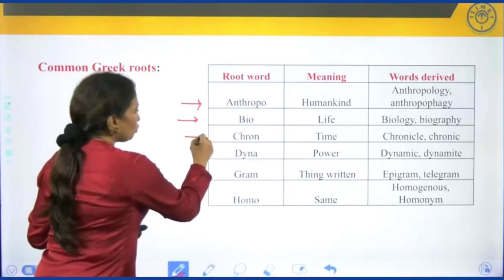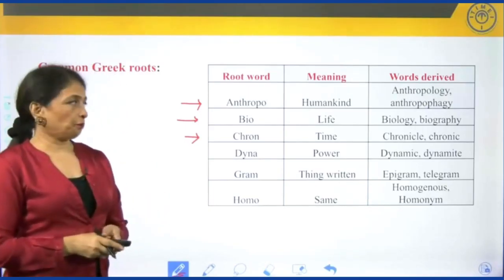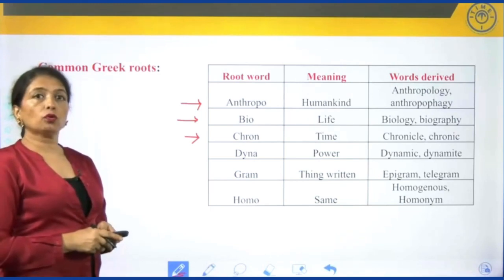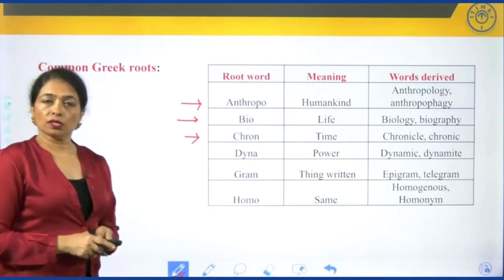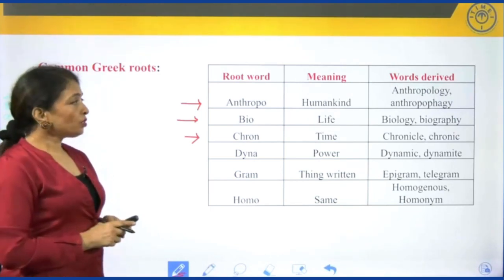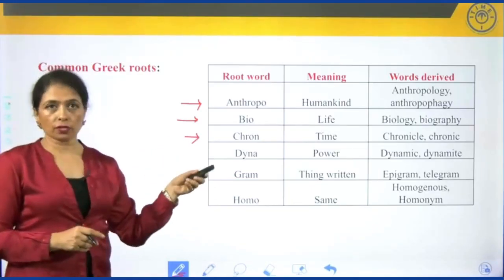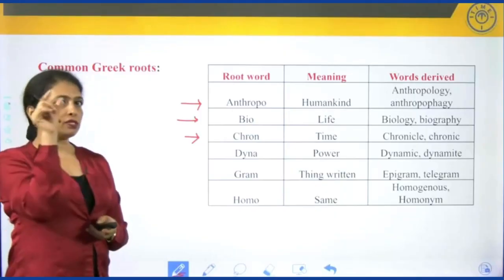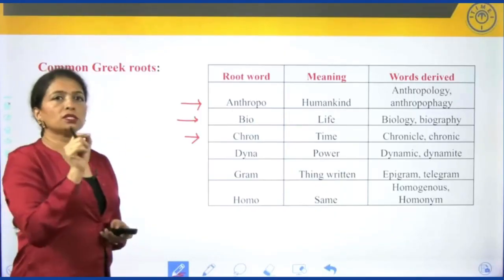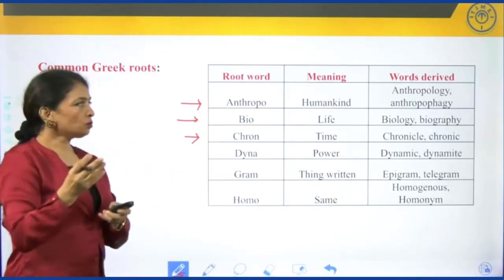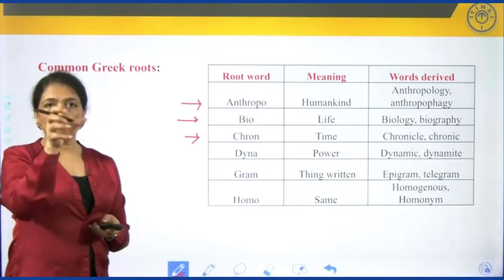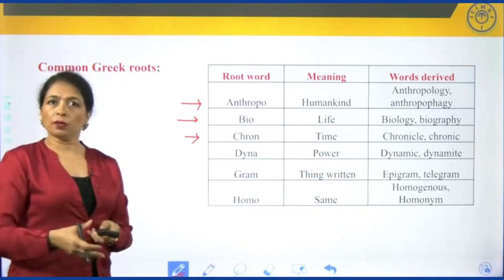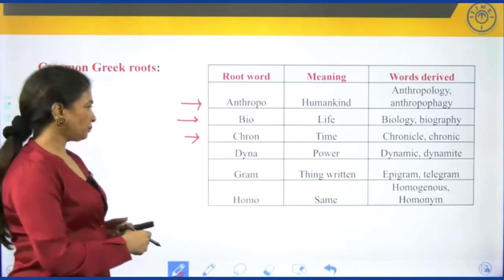Then we come to chron. Chron means time, and we have chronicle, we have chronic, we have chronology. There are so many words which we can think of which have been derived from this root, which is chron is equal to time. So in your mind, have this equation. Okay, anthropo is equal to humankind, bio is equal to life, chron is equal to time, and in this order if you proceed, it will certainly help you because it will make things quite easy for you.